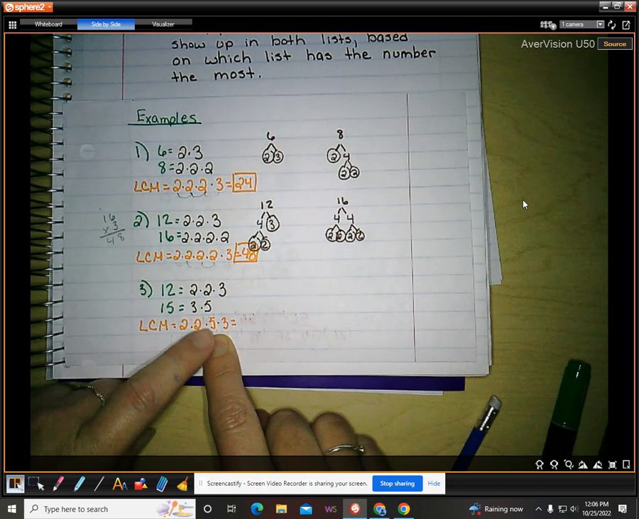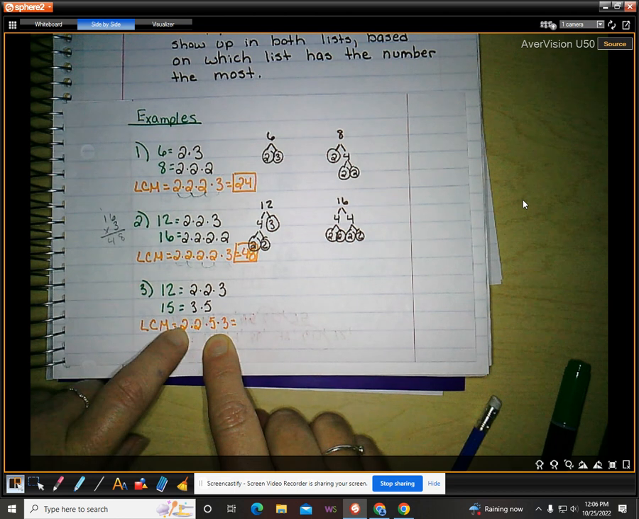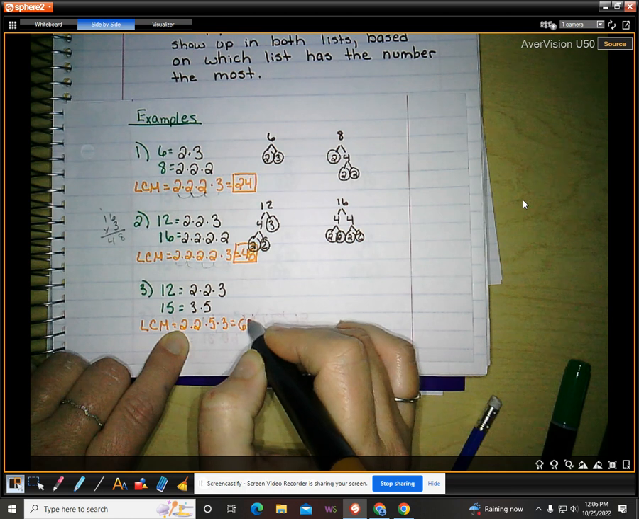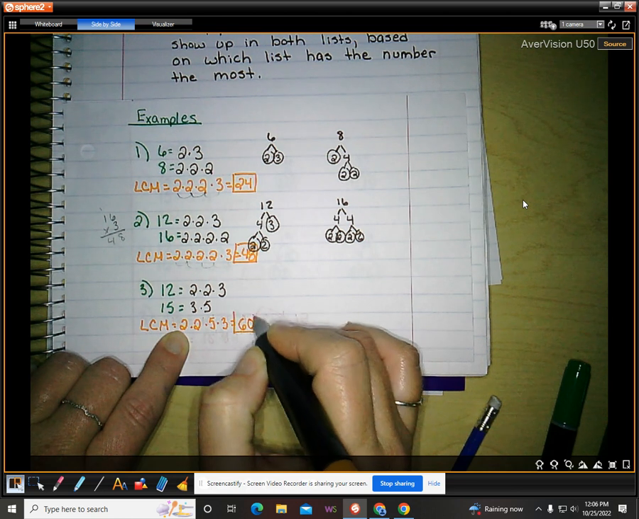Okay? Or 15 times 2 is 30. 30 times 2 is 60. Several ways to look at that because order does not matter when we're multiplying.